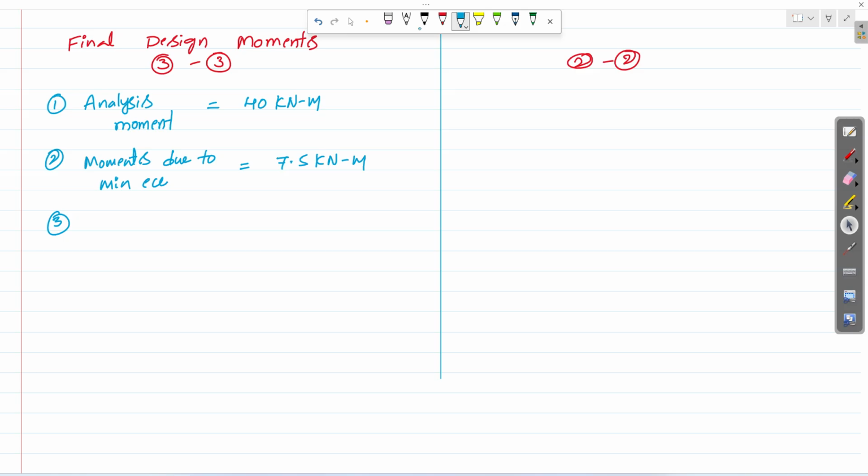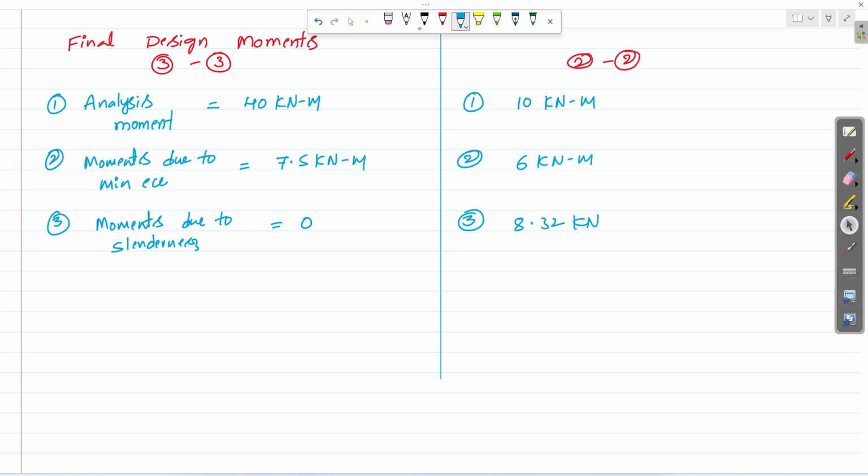So next, moments due to slenderness, which will be 0. So this is about 3. So similarly about 2, analysis moment is 10 kilonewton meter. Moments due to minimum eccentricity 6 kilonewton meter. Moments due to slenderness effect 8.32 kilonewton meter.